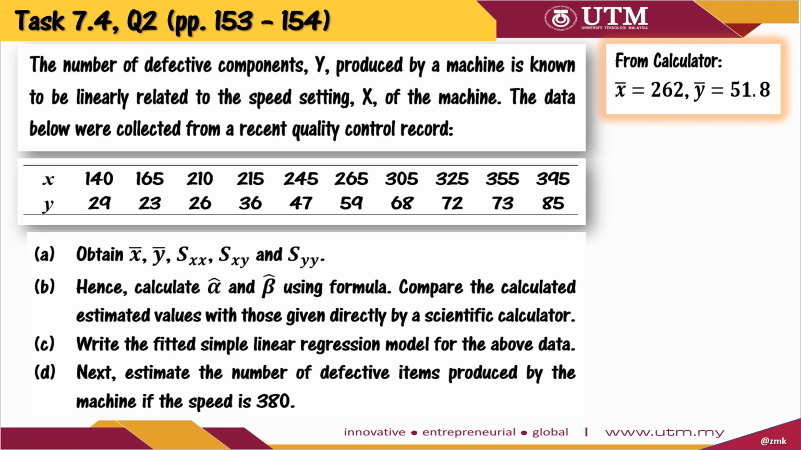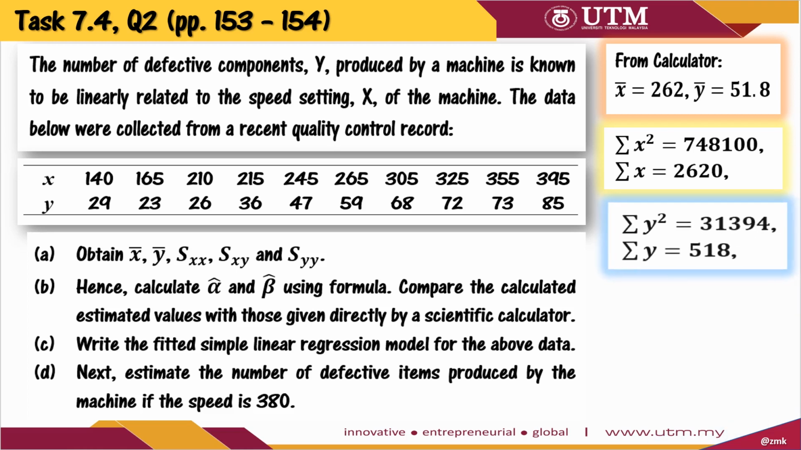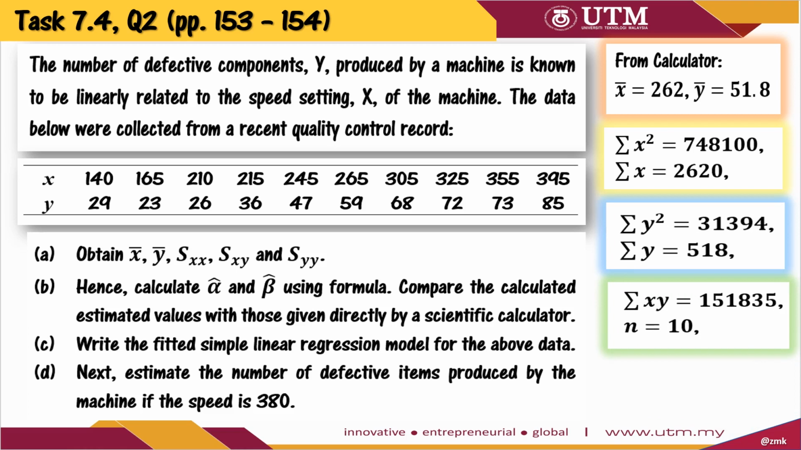The sum of x squared and the sum of x are given as follows, whereas the sum of y squared and the sum of y are as follows. You can also extract the value of sum of x times y and check if you really have 10 paired data in your calculator, indicated by n equal to 10. You can also write down the values of estimated alpha and estimated beta in the summary list before you can begin to answer the question.